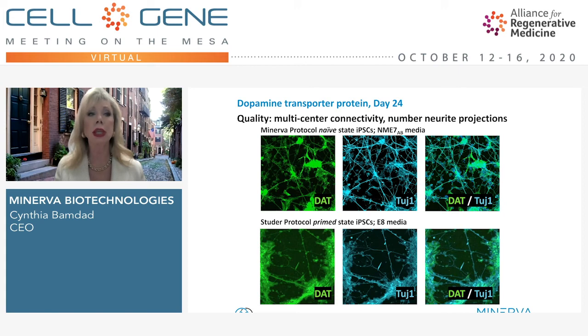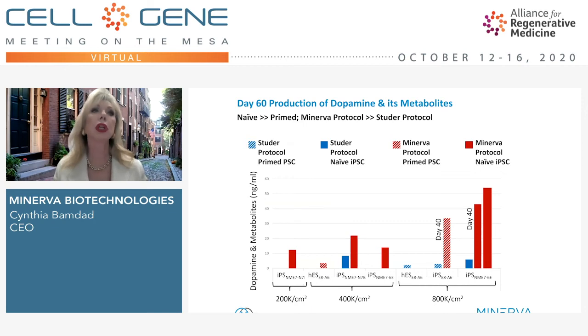And we can see this at day 24. And you can see the top row, naive stem cells, the Minerva protocol, is superior to the bottom row in terms of the multi-center connectivities, the length of the neural projections, and so forth. So probably the most important thing is, are these cells producing dopamine, and how well? And we've also measured in vitro engraftment, but here I'm going to talk about the production of dopamine.